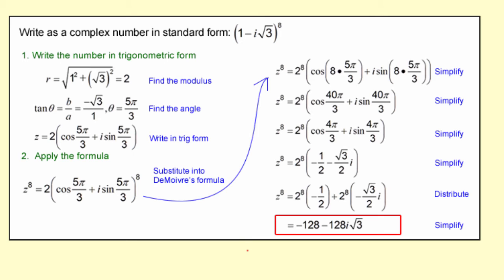So then to write the number in trigonometric or polar form, it's z equals 2 times cosine of 5 pi over 3 plus i sine 5 pi over 3. Then you raise it to the 8th power, and you substitute into De Moivre's theorem. So what happens is you get z to the 8th equals 2 to the 8th times cosine of 8 times 5 pi over 3 plus i sine of 8 times 5 pi over 3.